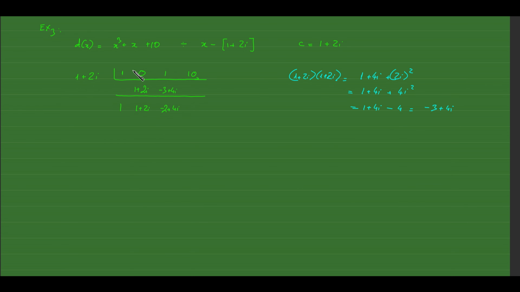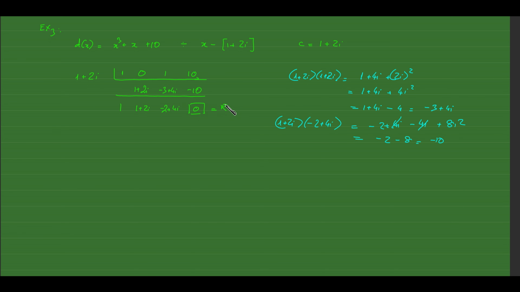Now you keep multiplying: 1 plus 2i times negative 2 plus 4i. Go ahead and distribute it: negative 2 plus 4i minus 4i plus 8i squared. The middle terms cancel out, and i squared is negative 1, so 8i squared gives you negative 8, which is negative 10 altogether. So this gives you negative 10, and you add them up, it gives you 0. Oh my god, this is the remainder right here.